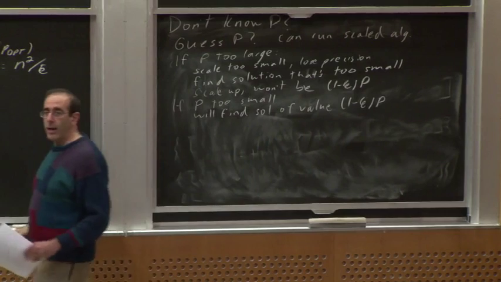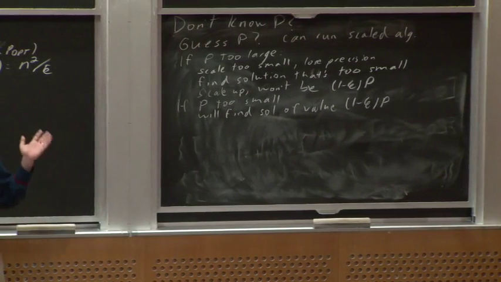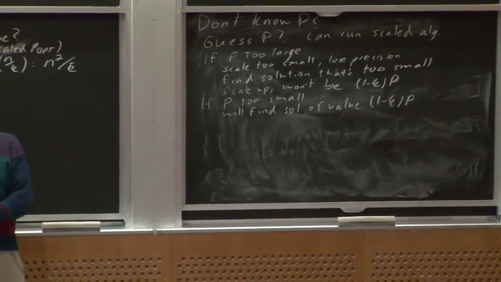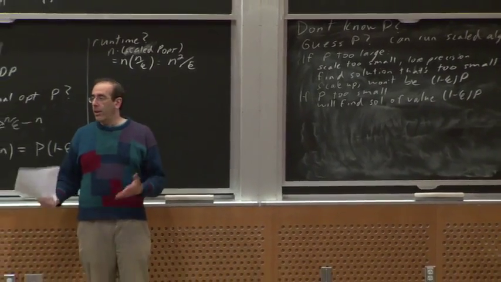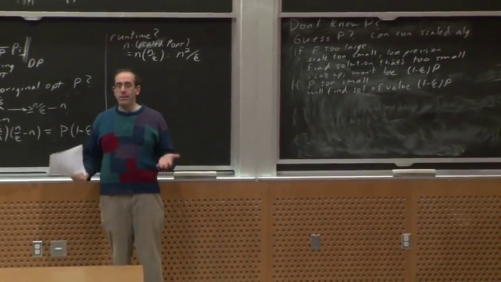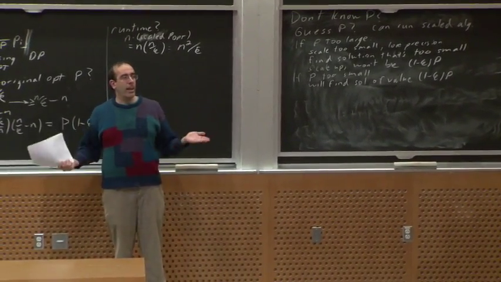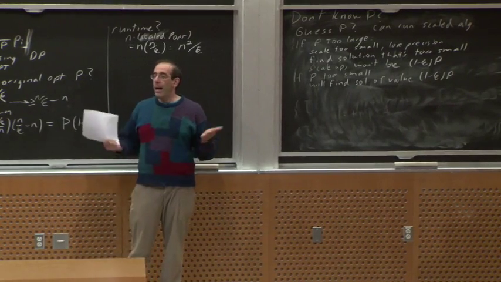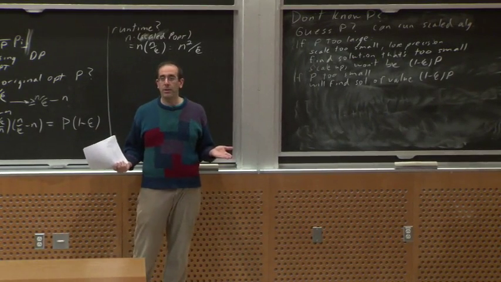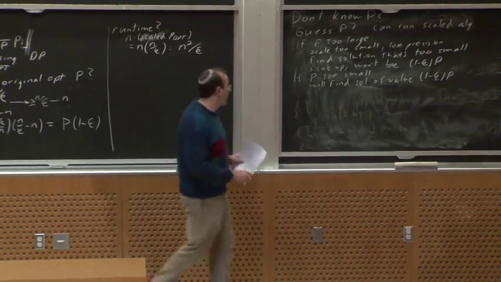So this is very nice, right? If I guess too big, one thing happens. If I guess too small, a different thing happens. In other words, I can know whether my guess is too big or too small. If I can tell whether my guess is too big or too small, how do I home in on the solution? Binary search. Okay?